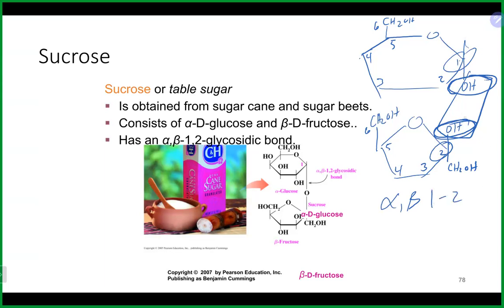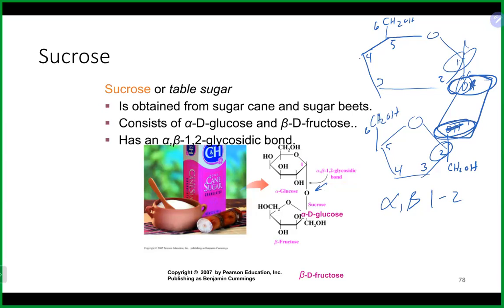And we are going to remove our water like normal, which means we will end up with, again, that one oxygen that's going to tie it together. That is right there. So sucrose, which is our table sugar, is held together by an alpha beta 1,2 glycosidic bond.